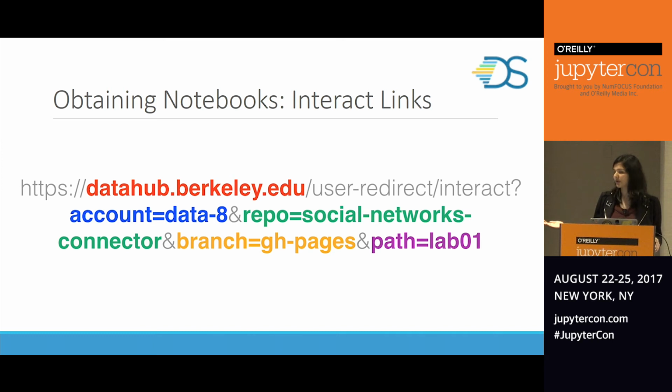These are enabled through a Jupyter extension that we've developed called Git Autosync. The extension allows you to create links in this format. I've highlighted the different portions with different colors so you can see how they work. This link, for example, would pull Lab 1 from the GH Pages branch in the Social Networks Connector repository in the Data 8 GitHub account into the red URL, which is the JupyterHub. And it would pull the files into the account of the person clicking the link.